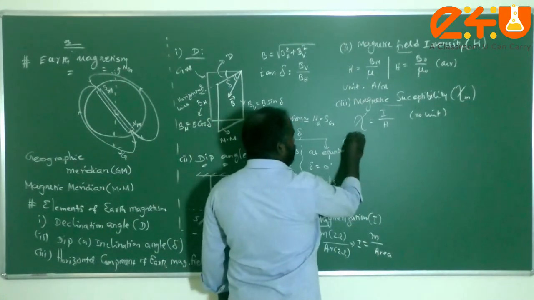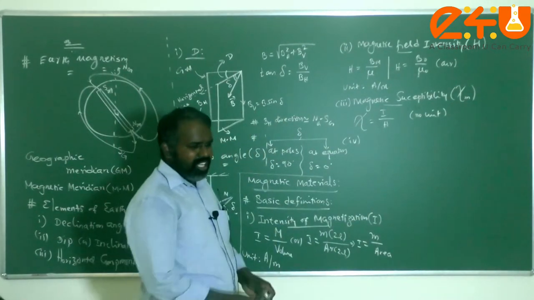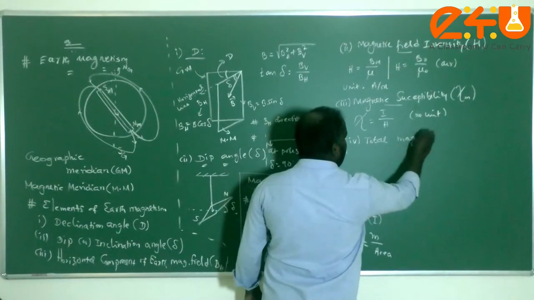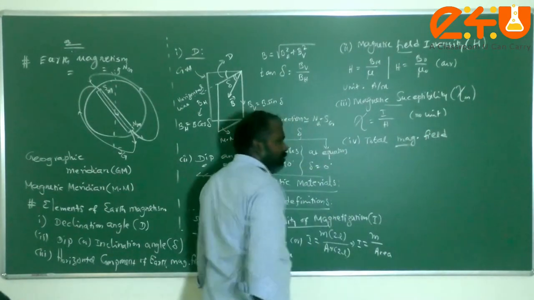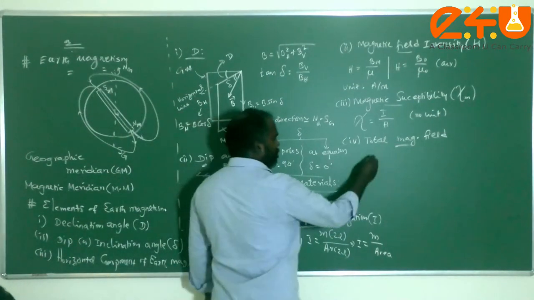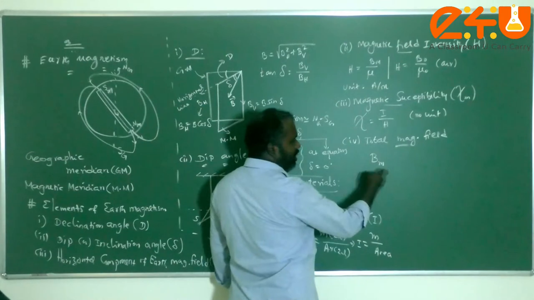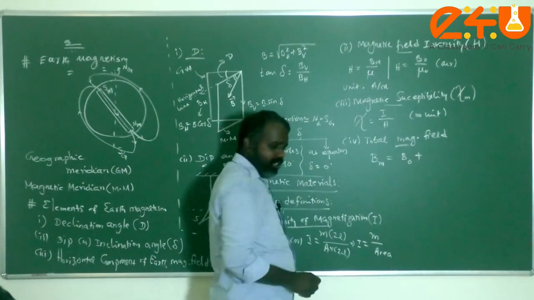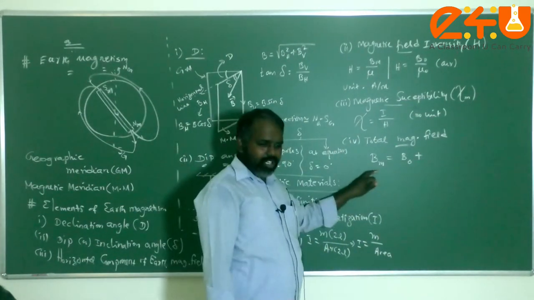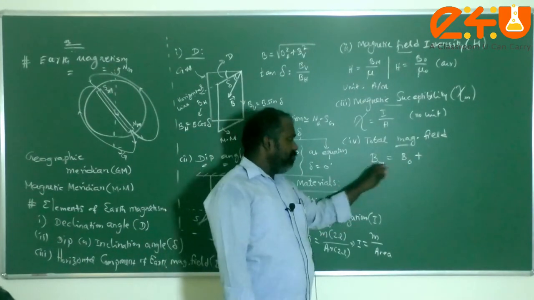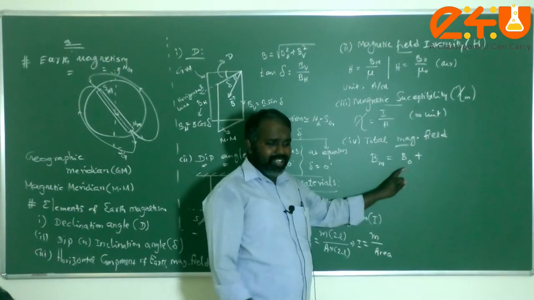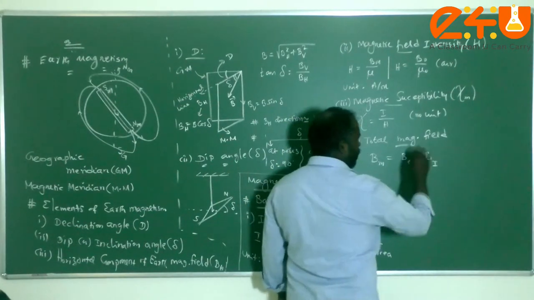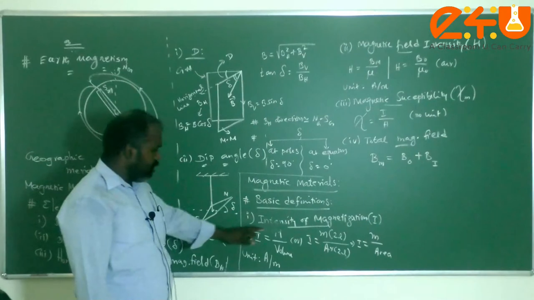The fourth term we must know is the total magnetic field in the specimen. Total magnetic field in the what, children? Specimen, that is B net, or simply called B medium, the B in the material medium. It is equal to B naught, that means the applied field, plus B material. This is the total magnetic field in the material medium, and B naught is the applied magnetic field. What is B material? We can say that it is B I, the induced magnetic field. That is what, children? Induced magnetic field.